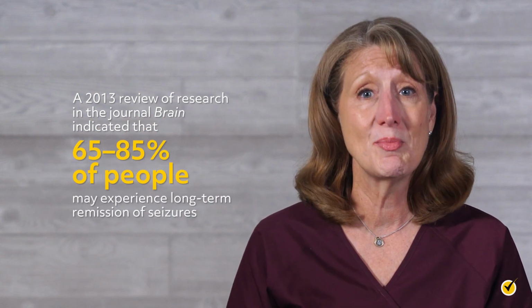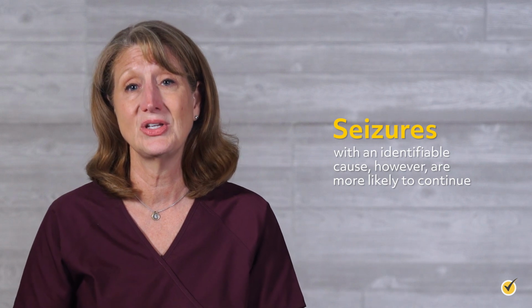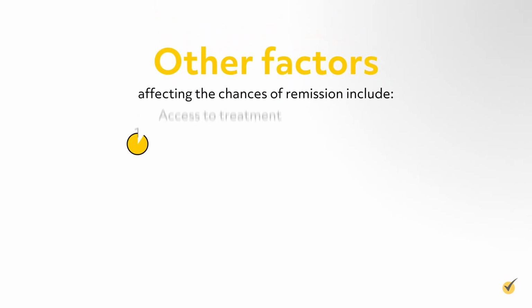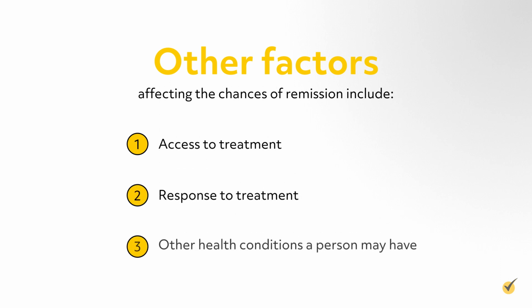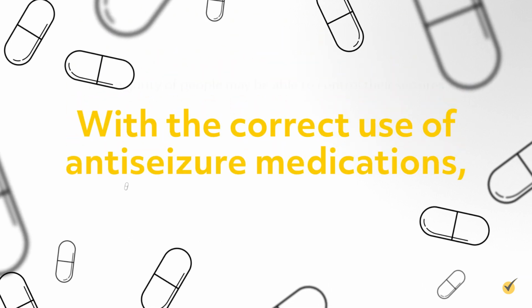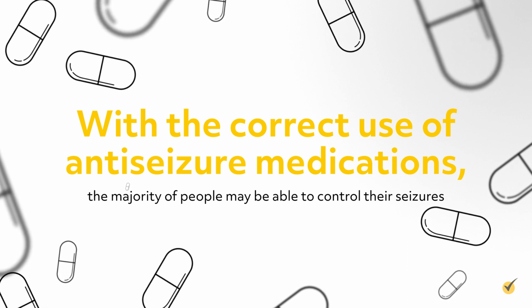A 2013 review of research in the journal Brain indicated that 65 to 85% of people may experience long-term remission of seizures. Seizures with an identifiable cause, however, are more likely to continue. Other factors affecting the chances of remission include access to treatment, response to treatment, or other health conditions a person may have. With the correct use of anti-seizure medications, the majority of people may be able to control their seizures.